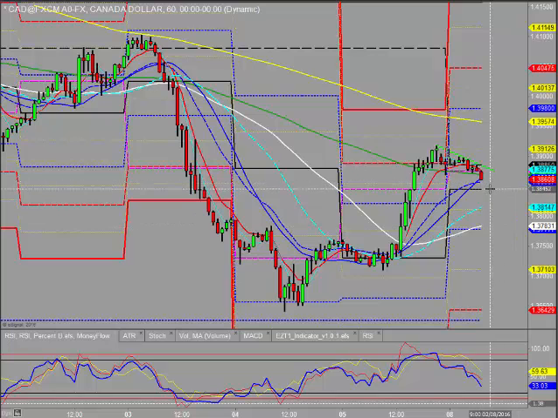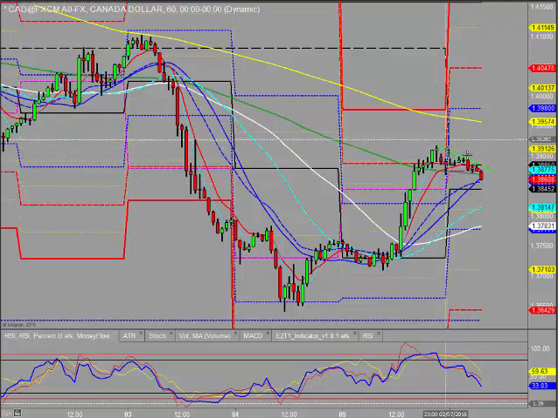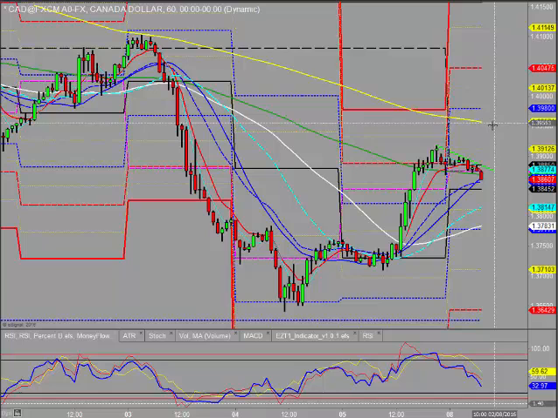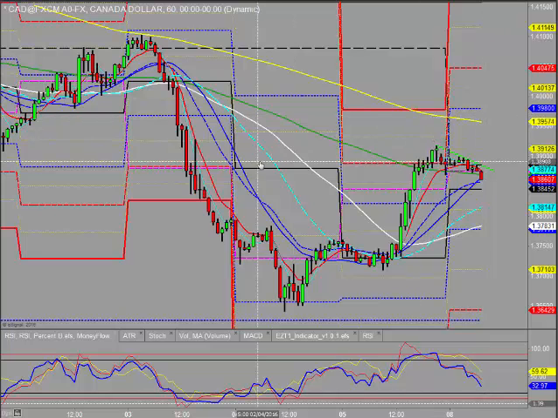So maybe a break of the pivot gives us a possible setup there, or some sort of retrace back to that. But alternatively, looking alongside a break on the trend line here, I would be looking for that hourly 200, 4-hourly 50, and the R1 sort of territory.